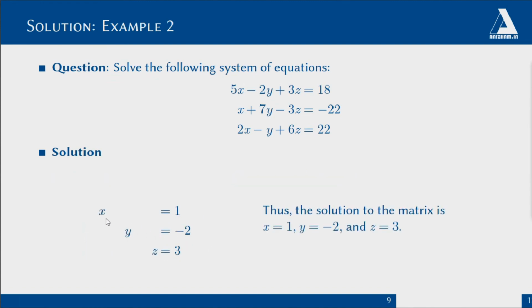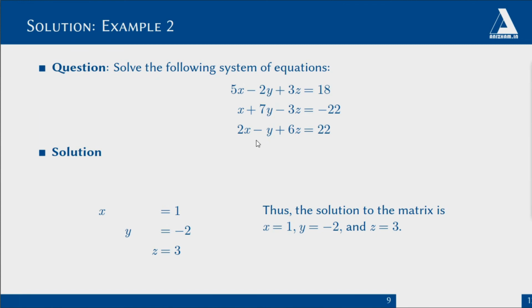So the system of equations will be like this: x equal to 1, y equal to minus 2, and z equal to 3. Thus, the solution to the system of equations is x equal to 1, y equal to minus 2, and z equal to 3. If we substitute these values in these relations, it should satisfy.